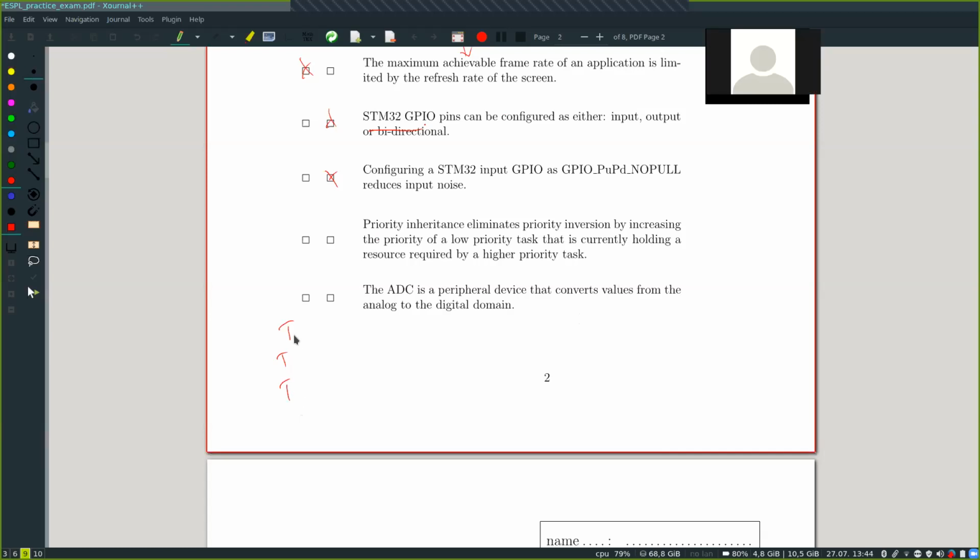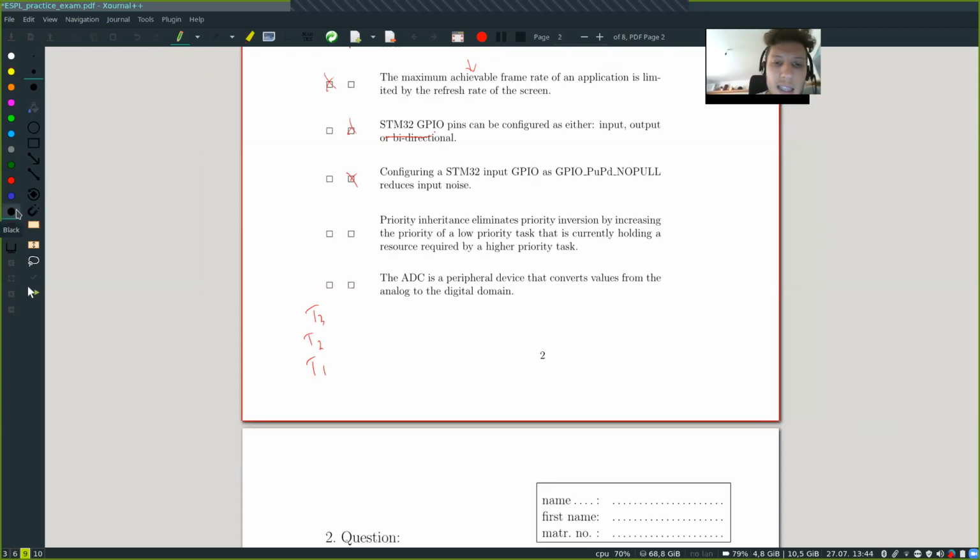We'll say we have T3, T2 and T1. And we'll say that their identifying number is also their priority. So T3 is our highest priority, T2 is our middle, and T1 is a low priority task.